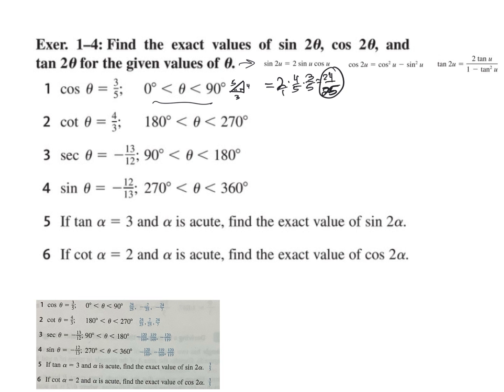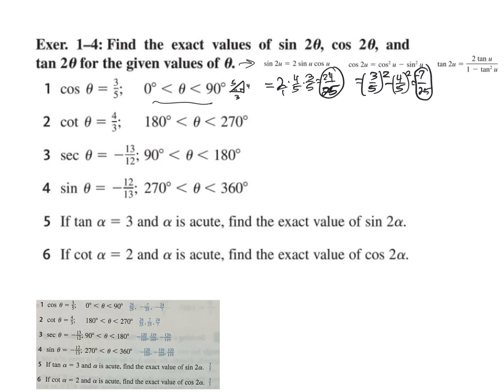Now, the cosine of 2u is equal to the cosine squared. Again, cosine is 3/5, and we're going to square that, minus the sine squared. The sine is 4/5, and we have to square it. So 9/25 minus 16/25 is negative 7/25.